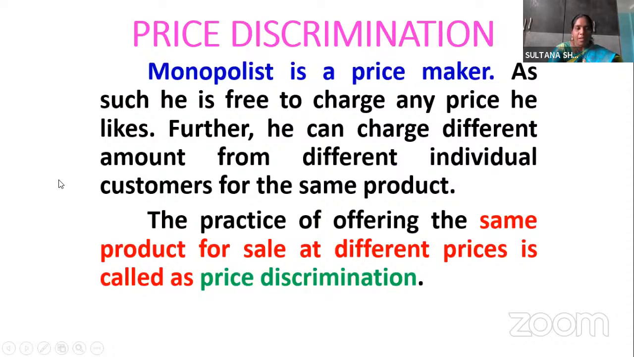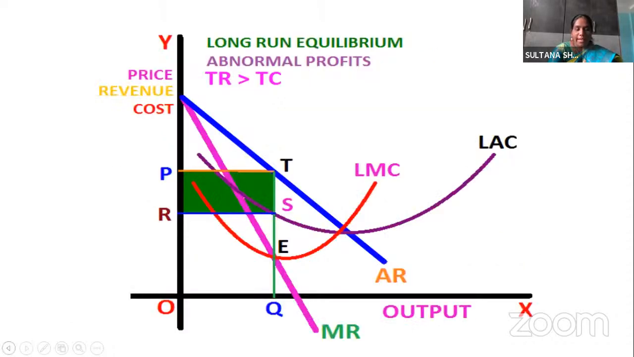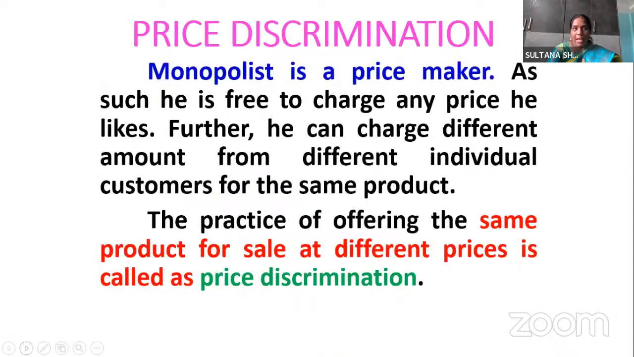So this is about monopoly and how the firm will be in equilibrium in the short run and long run. We discussed this in recording unit 3. Now, the next unit is under Block 2, market structure analysis 2, fourth module, that is price discrimination. Price discrimination means what? Here, the monopolist is a price maker, we know. As such, he is free to charge any price he likes. Why? Because he is the only single seller.